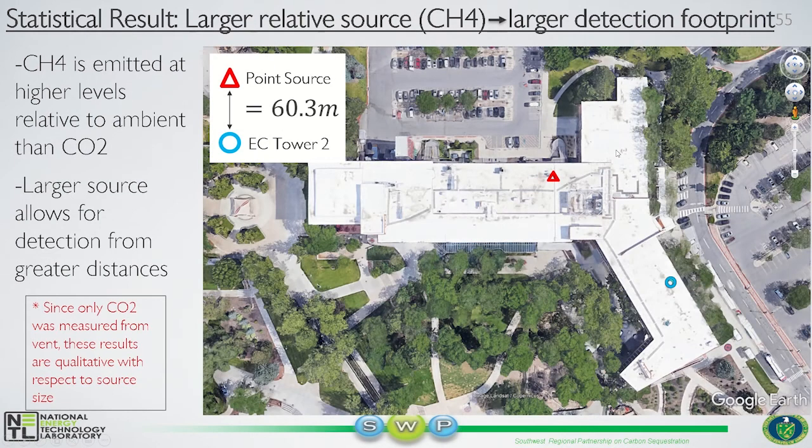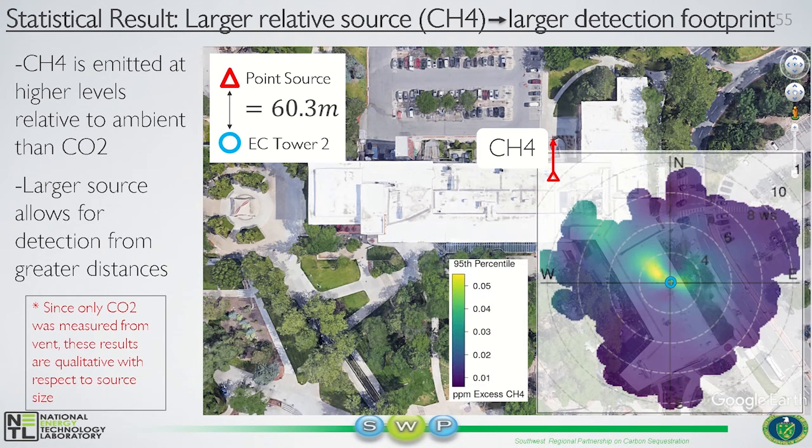Okay, so for the most part we've looked at CO2 as our GHG of choice. This is because we were directly measuring CO2 at the point source. However, we also know that this point source emits CH4, or methane, and does so at much higher levels relative to the ambient background. The result of this larger relative source is that the detectability footprint using our eddy covariance tower is much larger for CH4. We can see that here.